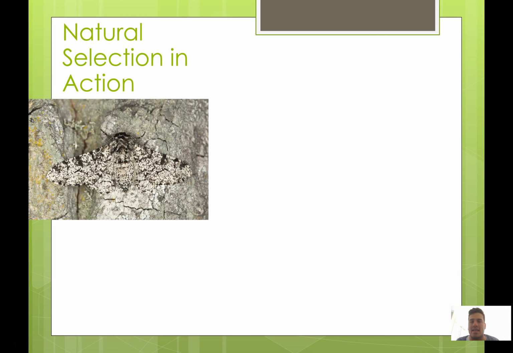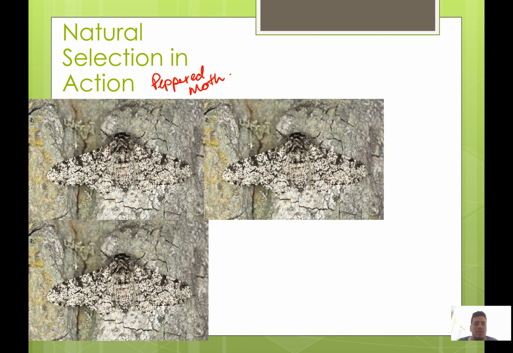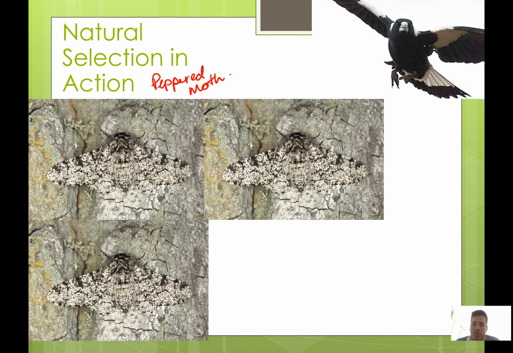Let's have a look at natural selection in action in probably one of the most classic cases of natural selection. In England, before the Industrial Revolution, we had this guy here, called the peppered moth. The peppered moth lived on trees. When they were on these greyish trees in the UK, they were pretty well camouflaged, so if a bird came along, he couldn't see those peppered moths. He wasn't going to eat them. Well, obviously he would eat them sometimes, but in general, they were well camouflaged.